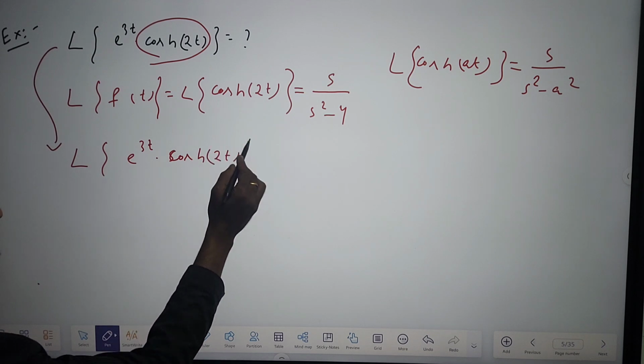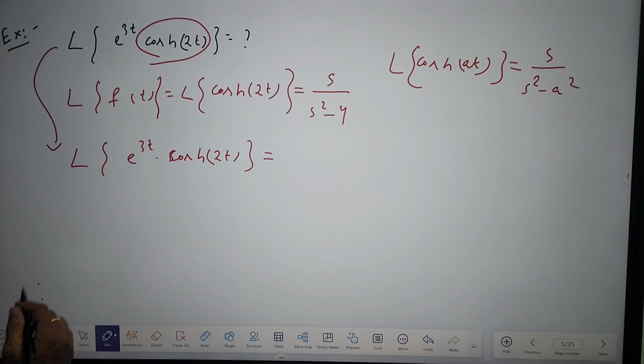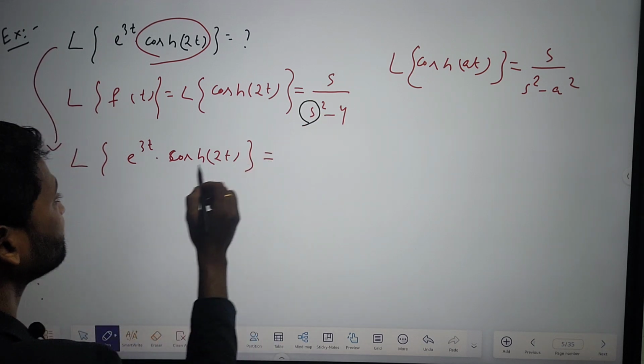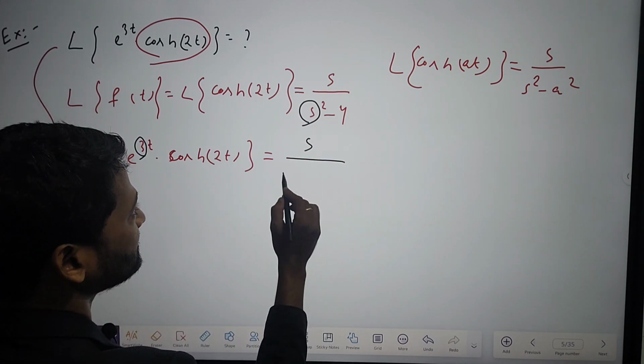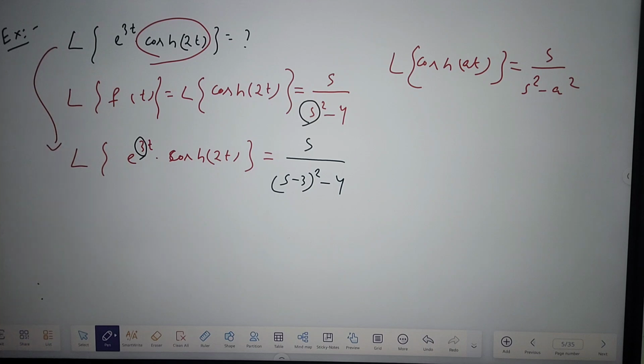But we will find out the Laplace of e to the power 3t into cos h 2t. So as per the first shifting theorem, you just replace s with s minus a, or you put s minus a in place of s. So here a is 3. So your answer is s by s minus 3 whole square minus 4. Is it clear? Okay.